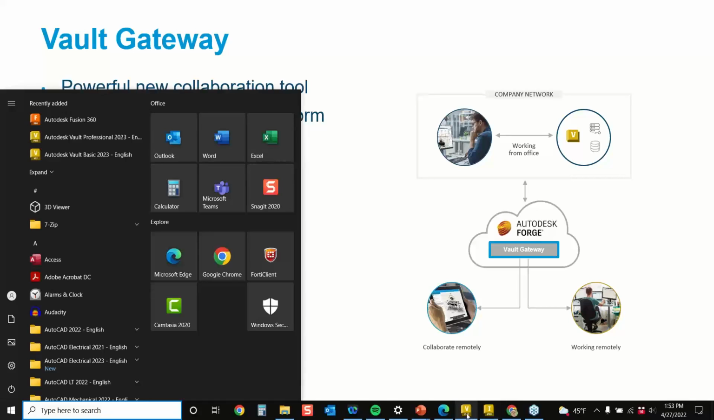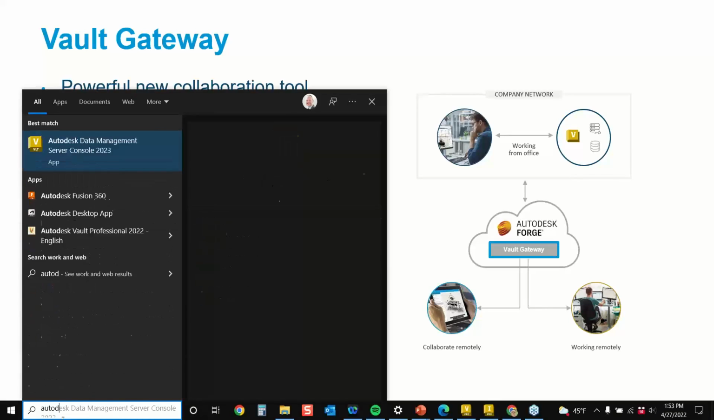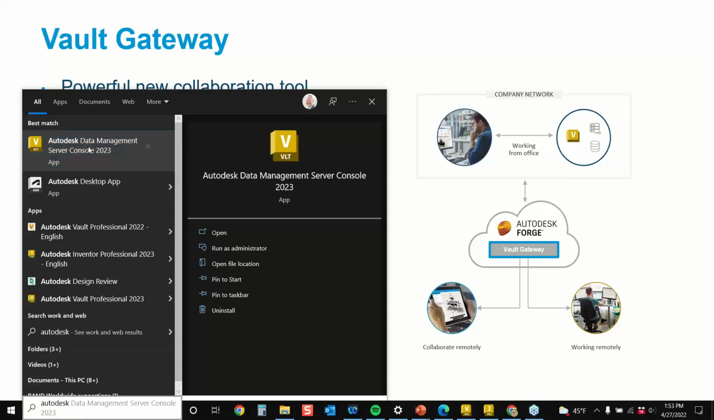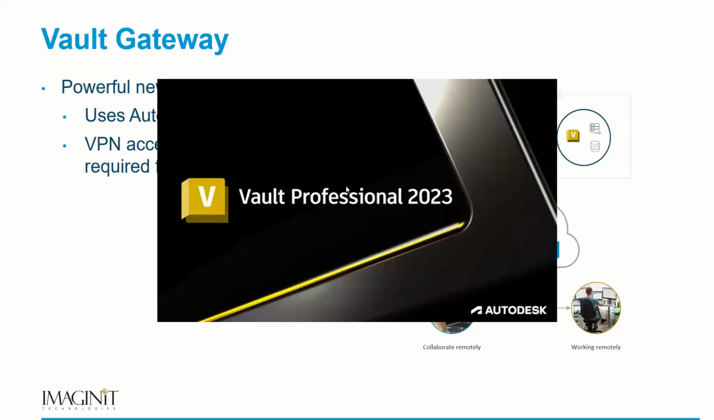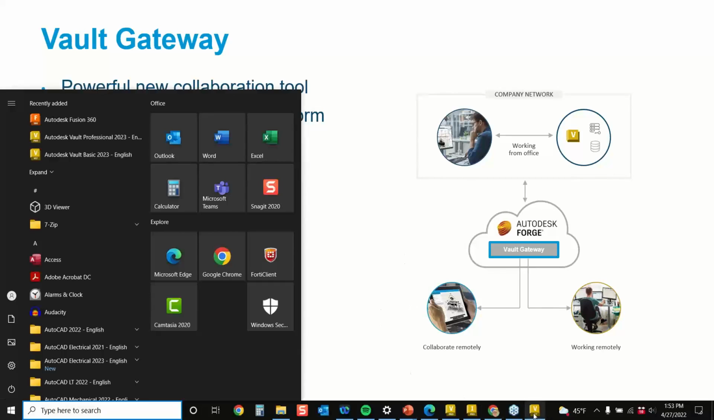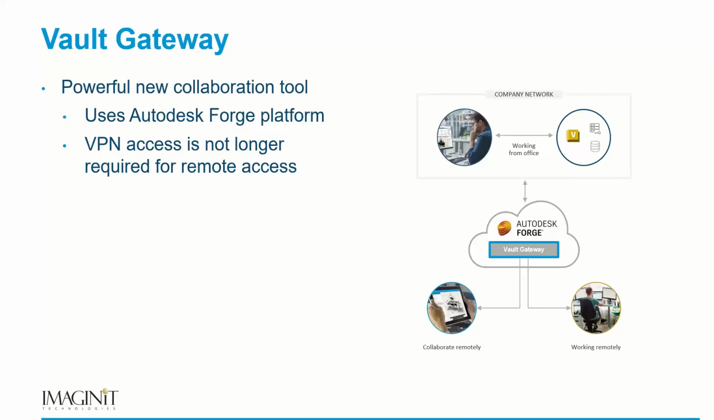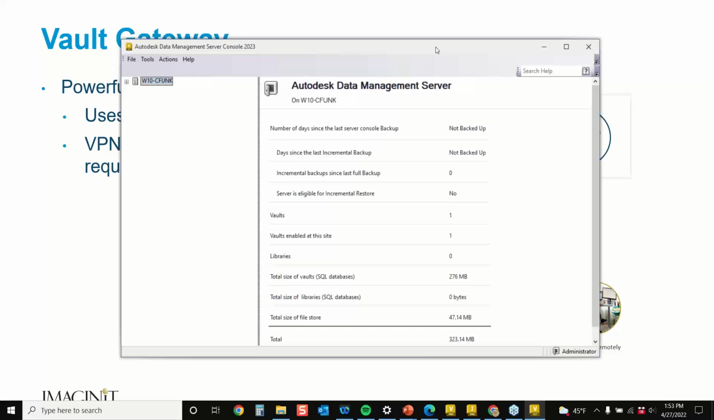Let me give you an example. I've got to make sure I get the right thing here. There we go. I'll bring up my Data Management Server Console, and I'll bring this up. At this point, I am logging into it here. This is very much Vault admin, right? You'll typically never see this. This is all Vault admin type of thing.